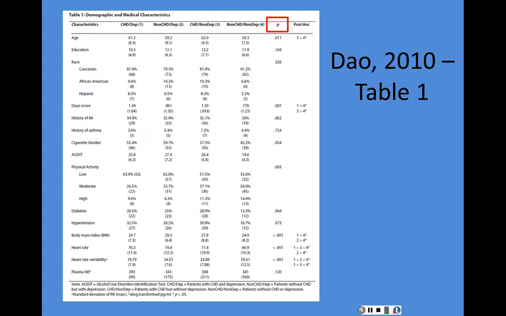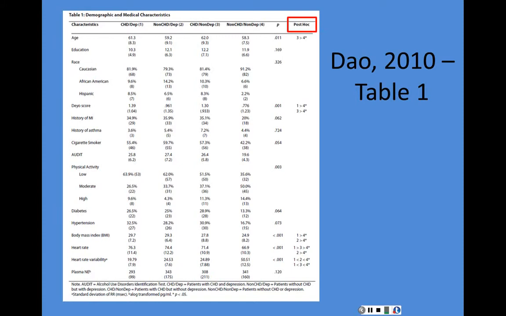So, for example, the 4 groups were compared for their ages, and that p-value was 0.011. The next line was education. They were compared in their education, and that p-value came out to be 0.169. So there are many variables that were compared, but the comparison was between the 4 groups. And that was the p-value under the column labeled P.